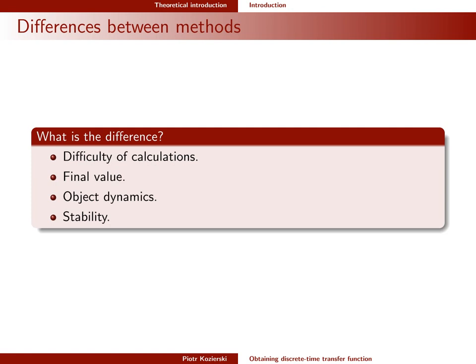However, methods that provide retention of information about object stability are the Tustin method and invariant methods. Finite difference methods do not retain information about the stability. And I don't know what it looks like in the case of the pole-zero matching methods. I have never checked it and I don't want to guess.